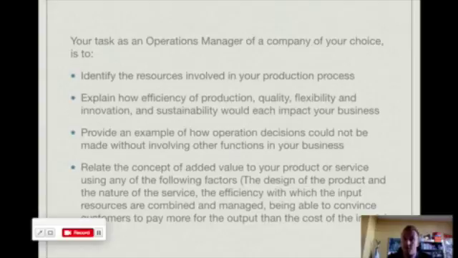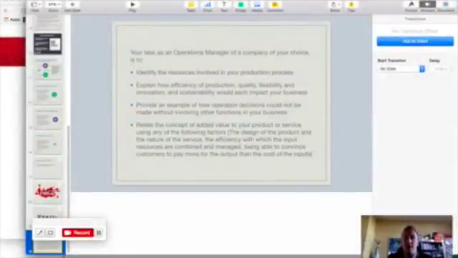Identify the resources involved in the production process at each site. Explain how efficiency in production, quality, flexibility, innovation, and sustainability would impact that business. Provide an example of how operations decisions cannot be made without involving other functions. And you can relate it to added value as well. So you can do all those things for practice. Would be a great idea. And that's it.